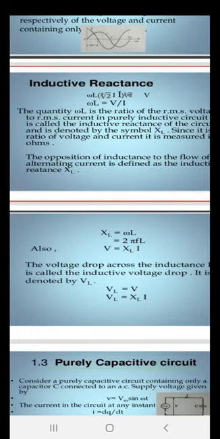First you must know that the ratio of RMS voltage to RMS current is called inductive reactance. This must be in your mind.